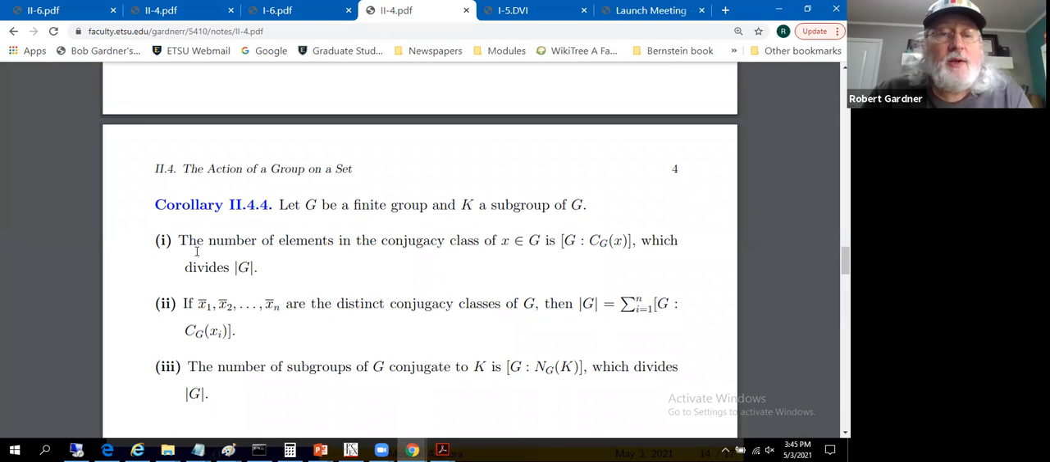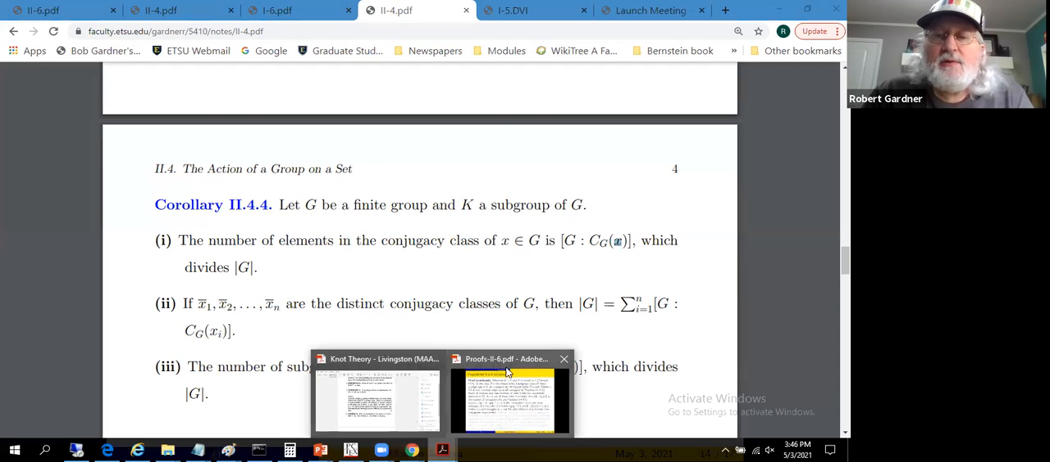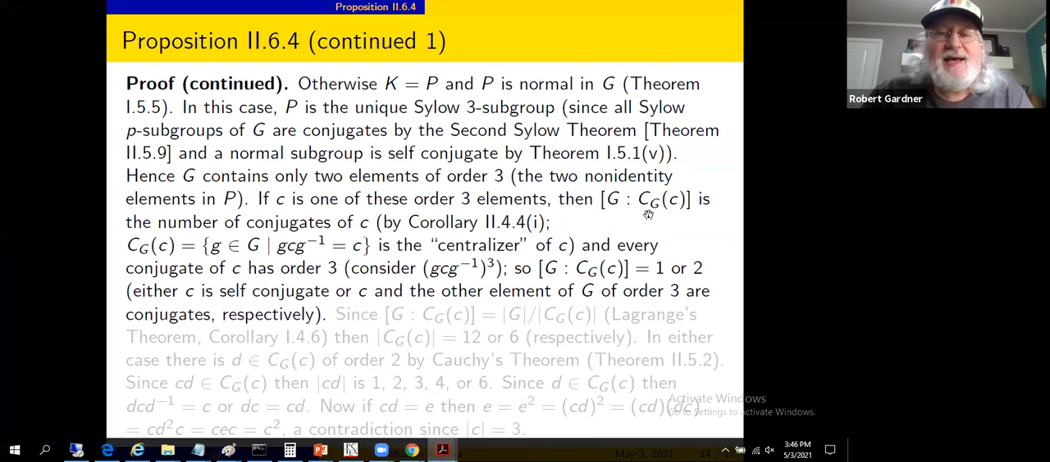And it's part 1. The number of elements in the conjugacy class of X, that is the number of conjugates of X, is the index of the centralizer of X in G. In group G. And that's exactly what we have, except we're using the symbol C instead of the symbol X. So number of conjugates is this particular index. Some other information, but I think all we need is the link between the index and the number of conjugates. All right.